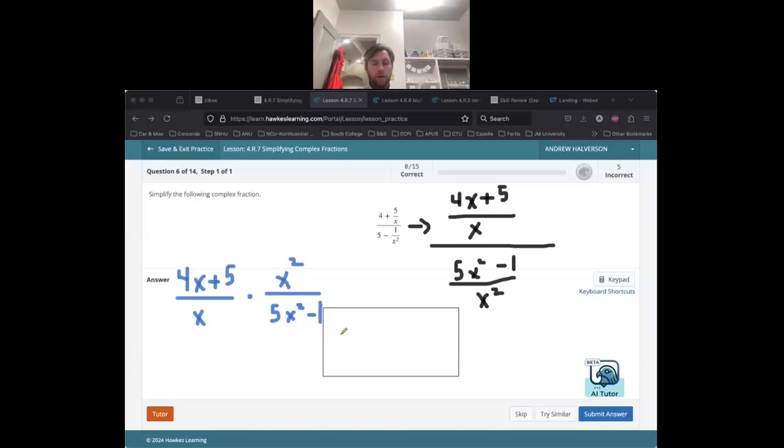We're almost there. Now we have the multiplication of fractions. You just join them together into one big fraction, and see if you can do any canceling or simplification.